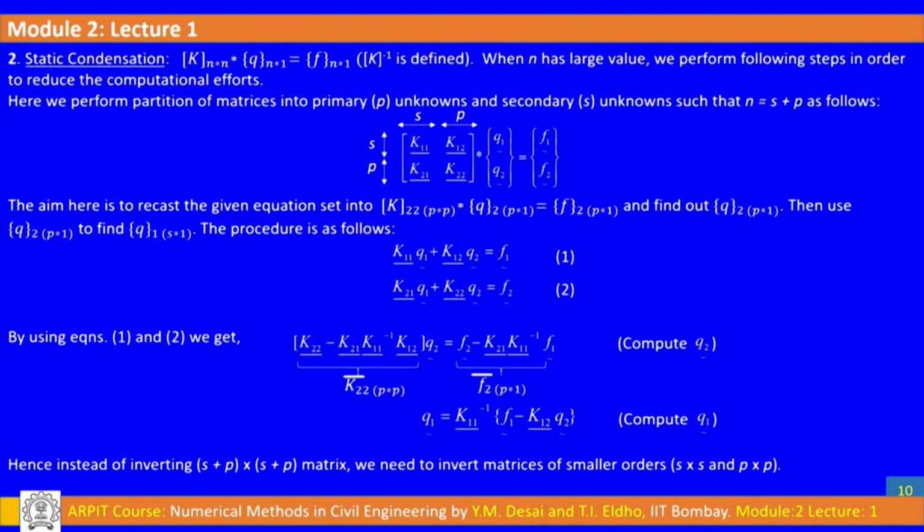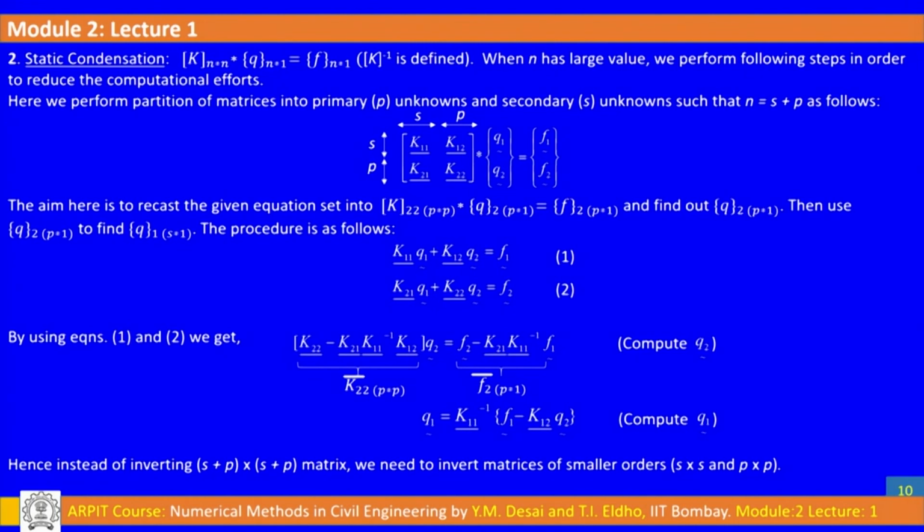Assuming that K11 and the ensuing matrix quantity K22 minus K21 K11 inverse K12 do not have zero determinant, we can solve these equations uniquely. Once we have obtained Q2 from this equation set, we can go back to our equation 1, substitute the value of Q2, and if K11 is invertible, we can compute Q1.